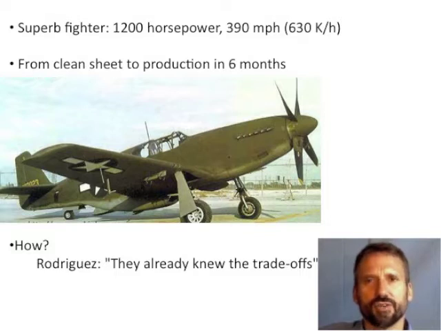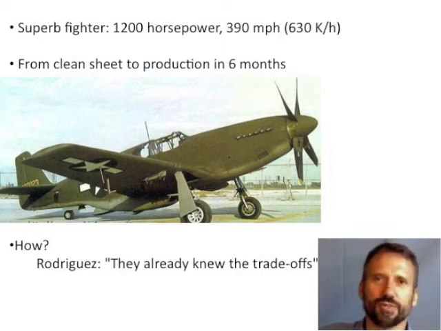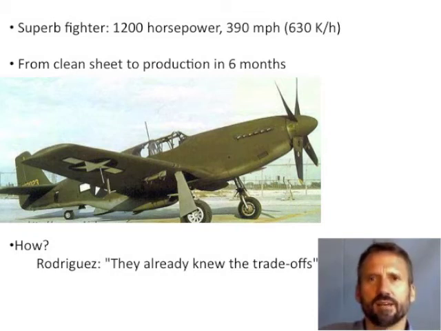During the 1990s, Jose Rodriguez found some of the men who had worked on the initial design and asked them, how in the world did you do that? How could you design such a complex and effective piece of machinery and put it into production in 6 months? They said, well, first of all, of course, it was wartime, and so we were all working about 60 hours a week. But second, and more important, we already knew what all the trade-offs were.